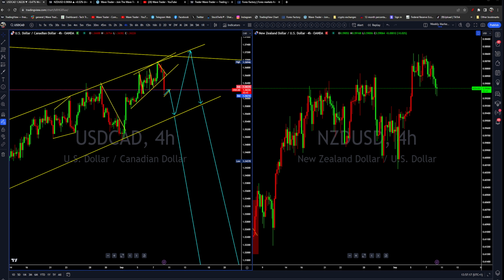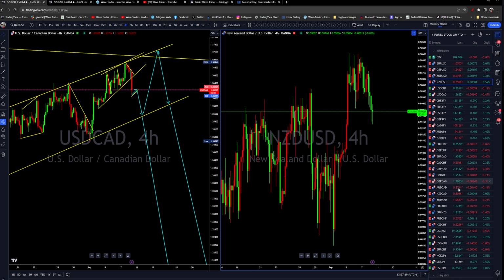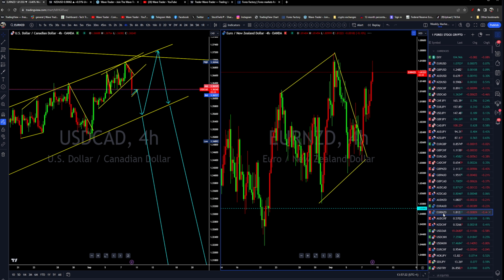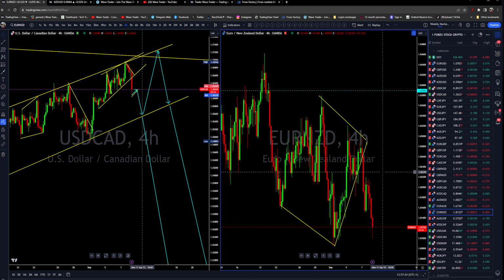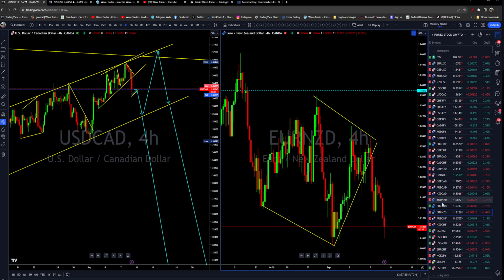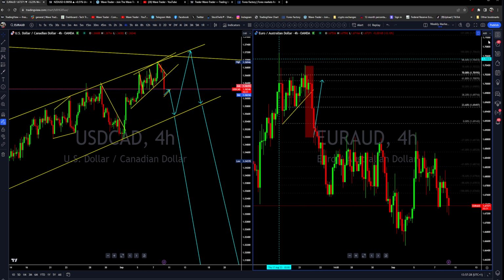And another chart which you are paying attention to is going to be the Euro New Zealand dollar, which is doing pretty nicely right now, or Euro Australian dollar doing pretty nicely.